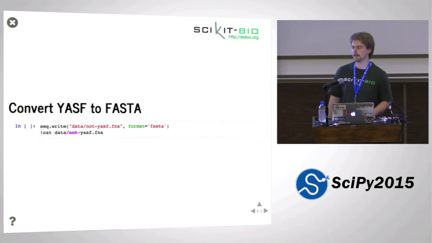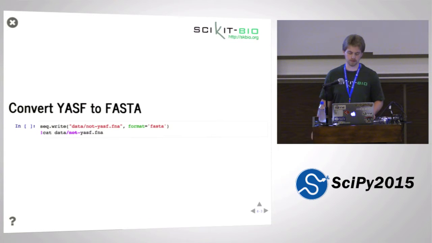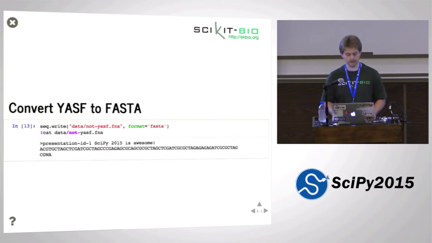Obviously, that was a terrible idea. None of the existing bioinformatics tools work with Yossef. So we'll convert it back to FASTA so that we can actually do something. So we'll write that back out as not Yossef.fna. Of course, we could have chosen .fasta. And so we'll see we've got our ID and description and sequence. We did lose location because FASTA doesn't know what that is.